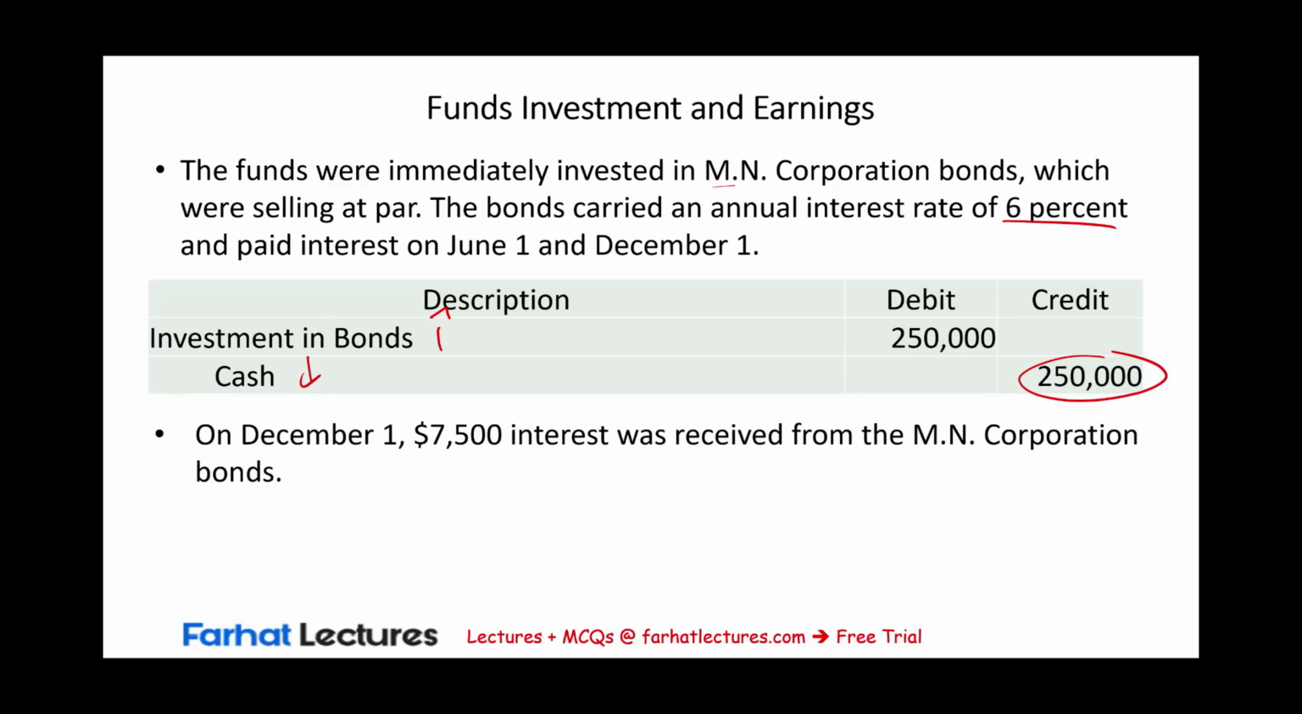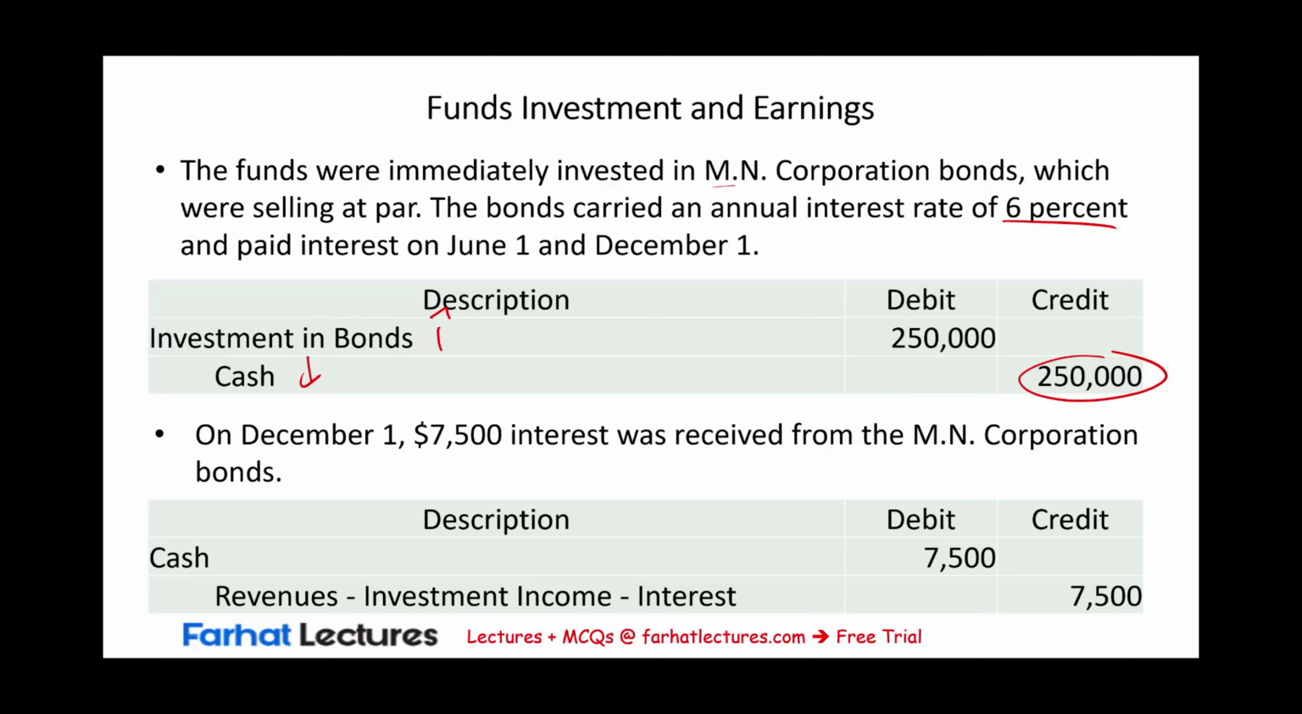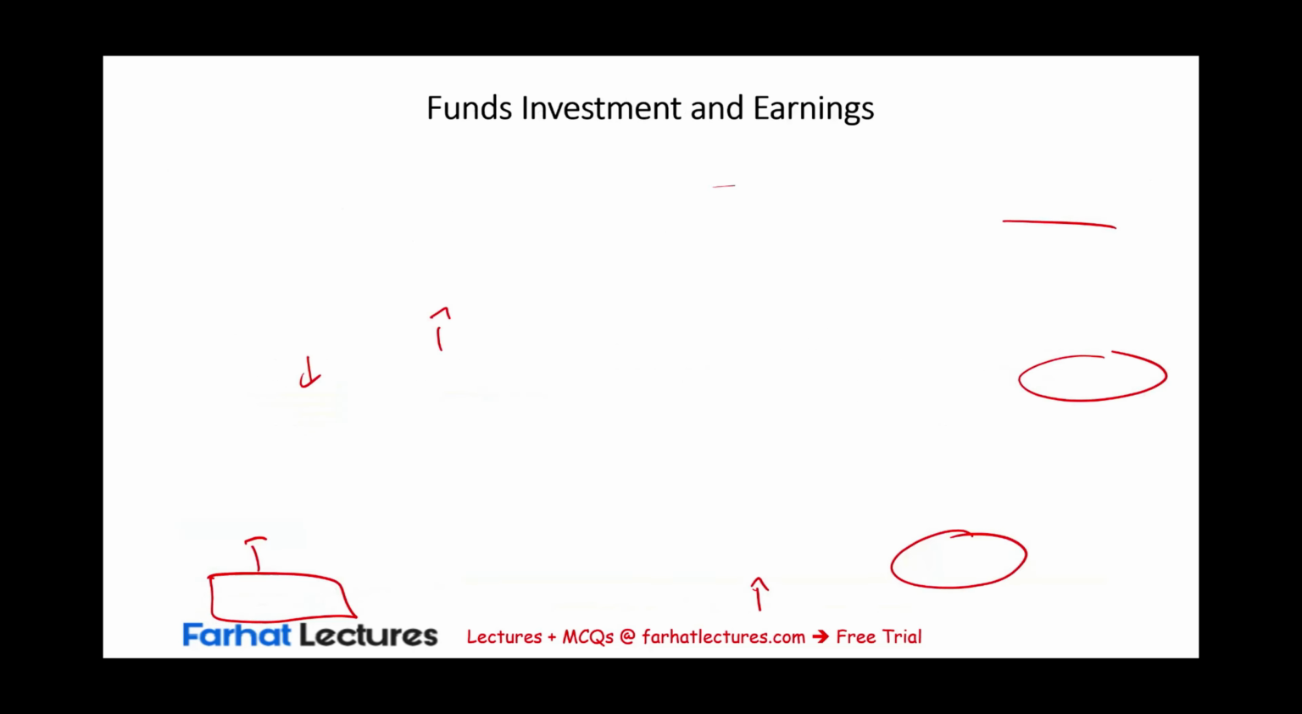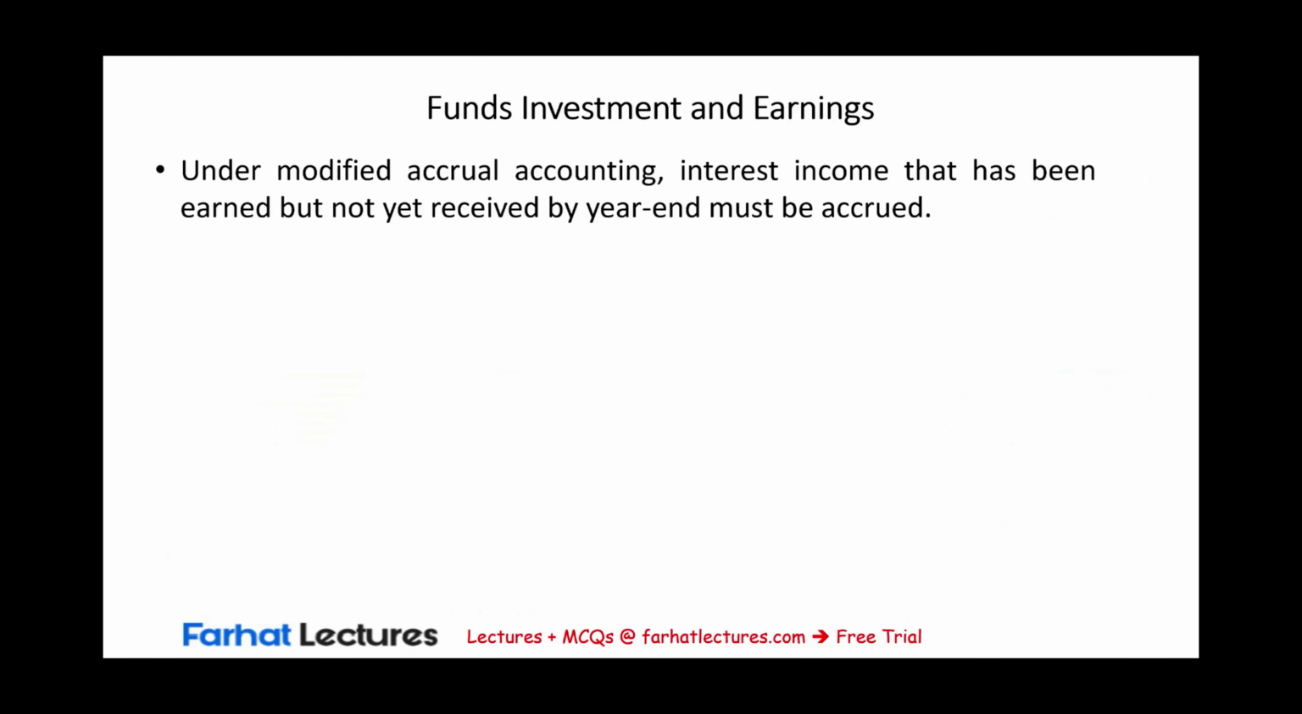On December 1st, $7,500 interest was received from this investment. Because the bonds pay interest, we debit cash $7,500, and we credit revenue, investment income or interest. Notice here, revenue went up, cash went up. Now we have $7,500 in cash. What can we do with it? We can use it. Now we have some cash. And remember, this is a revenue account, and we also had another revenue account here. Remember, what do we do with revenues at the end? We are going to close them.